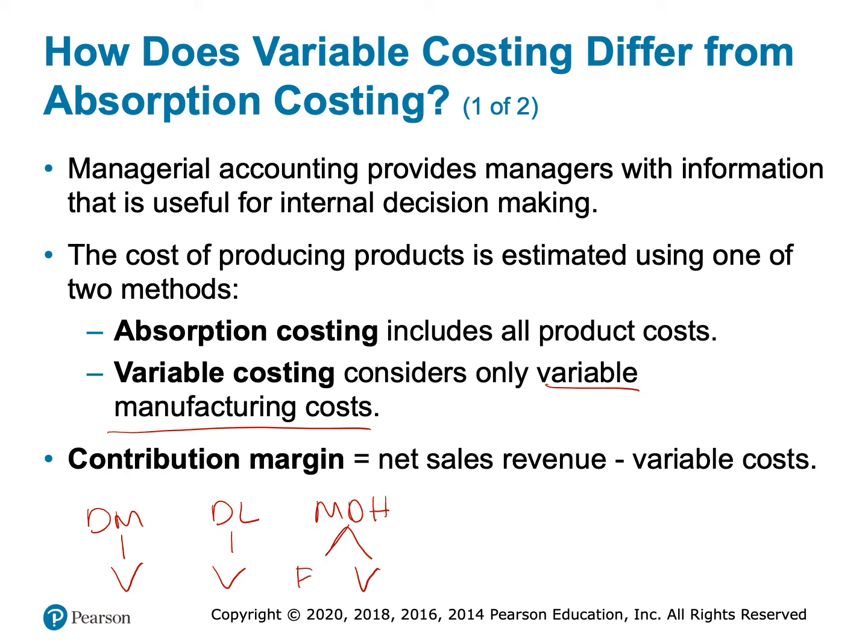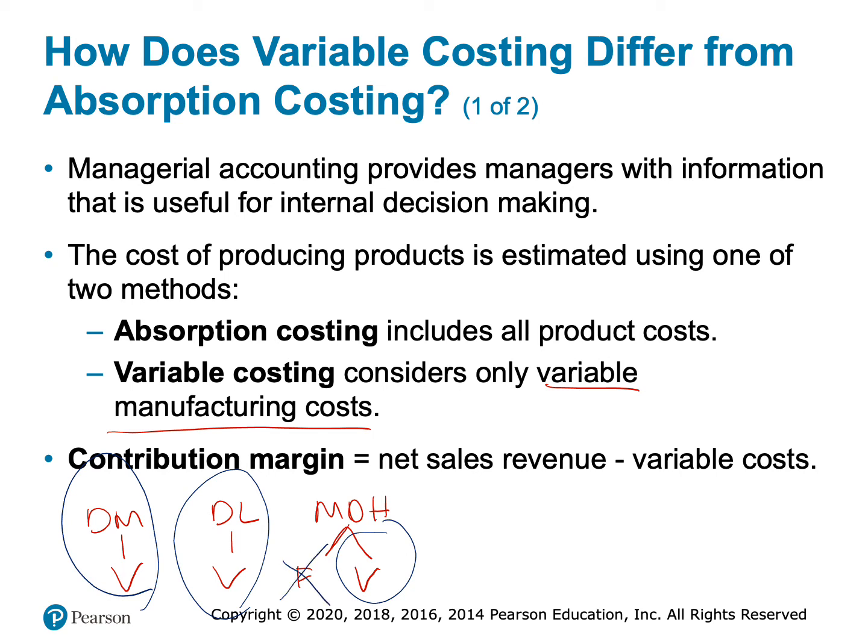If we were to accept their special order, we would certainly incur more materials costs because we would have to make more baseball cards. We would incur more labor costs because we would have to make more baseball cards. We would incur some extra overhead. We would have more utility costs probably, more indirect materials, maybe more indirect labor. We would have some more variable overhead, but we would not have any more fixed overhead.